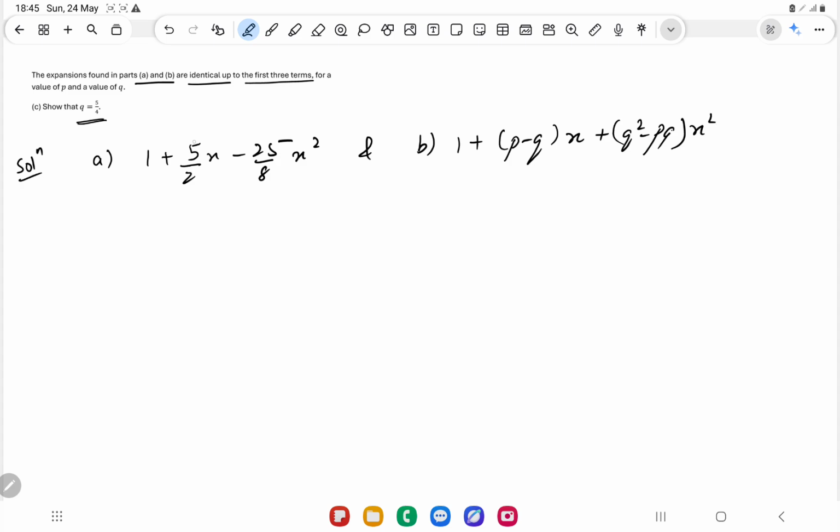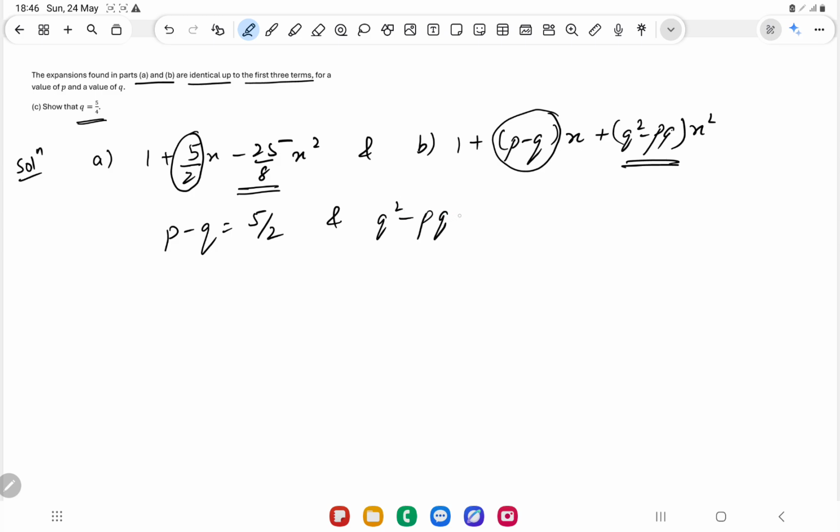Now if I compare both, my coefficient of x is this in both cases and the coefficient of x square is these two. So I can compare because they are identical. On comparing I can write p minus q as 5 by 2, and the second equation will be q square minus pq as minus 25 by 8.